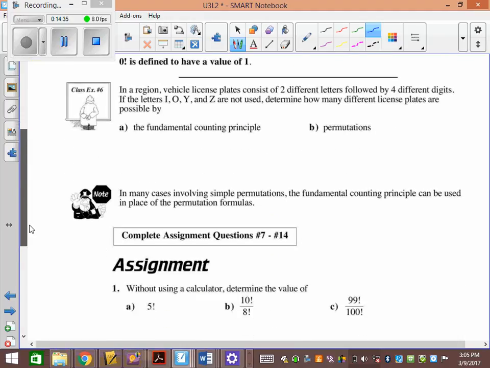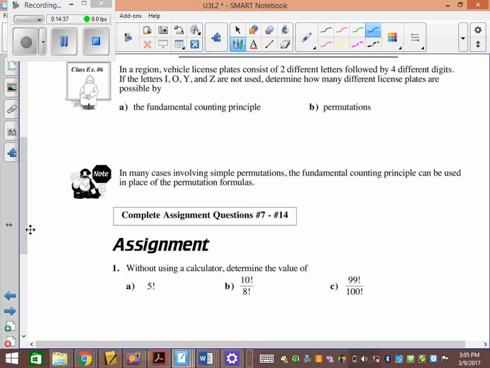Okay, example 6. And then you're going to have some homework. In a region, vehicle license plates consist of 2 different letters followed by 4 different digits. If the letters I, O, Y, and Z are not used, how many letters do we have left? 22, because there's 26, so 22 left. Determine how many license plates are possible.